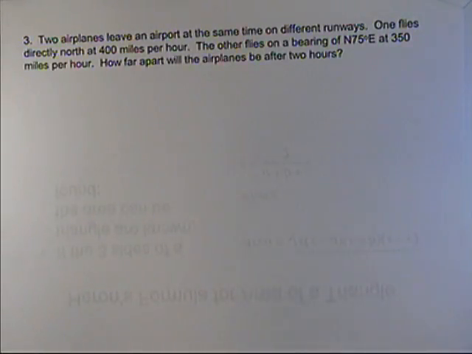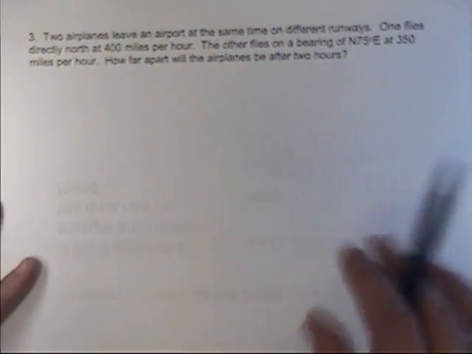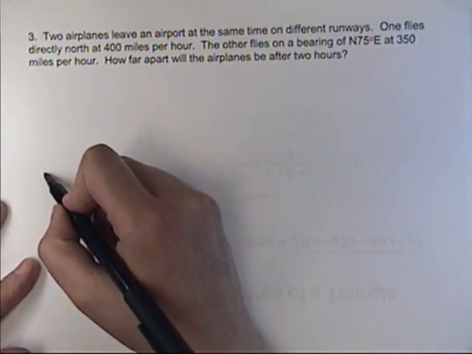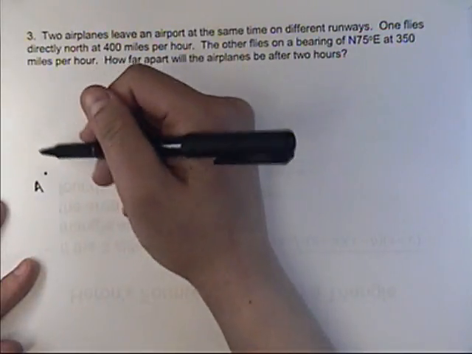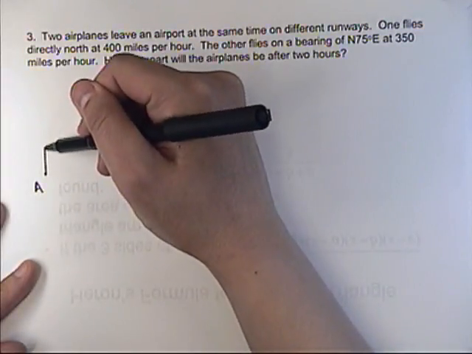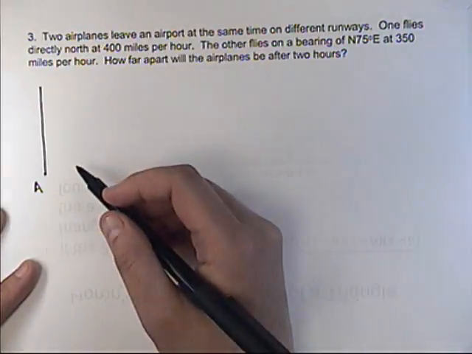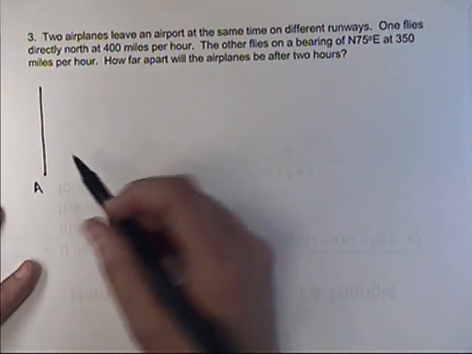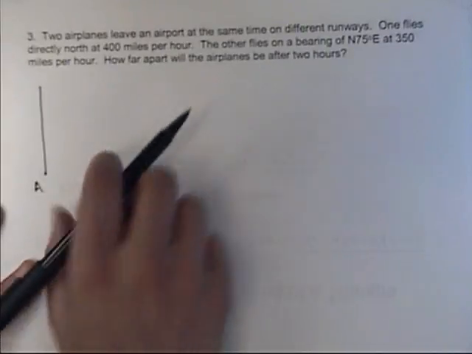Okay, two airplanes leave an airport at the same time on different runways. So let's say here's the airport. I'm going to mark this A for airport. And one of them goes directly north. And one of them goes 75 degrees east of north.